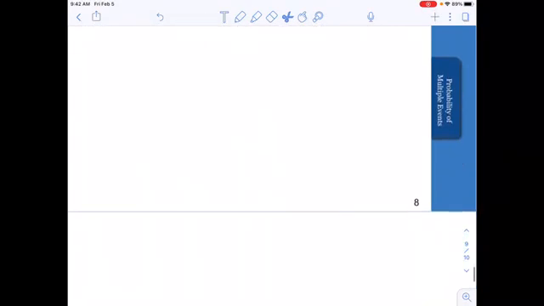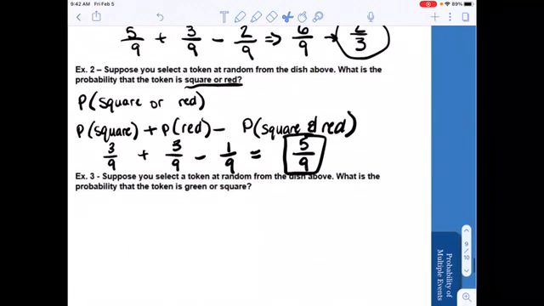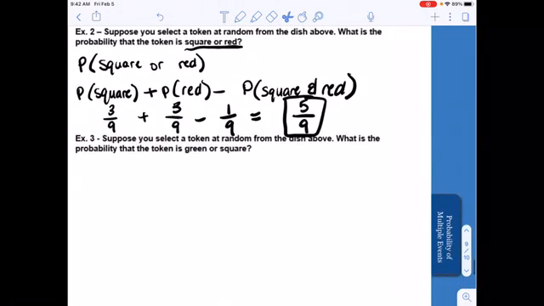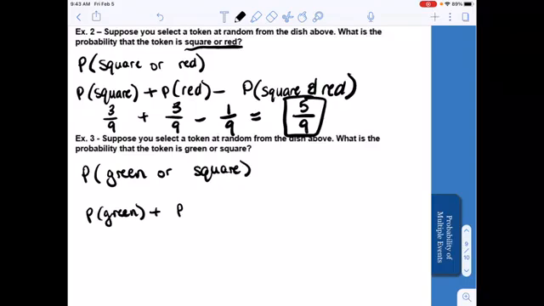Okay, and last example, we have suppose you select a token at random from the dish above. What is the probability that the token is green or square? So probability of green or square. So we have the probability of green plus the probability of square minus the probability of green and square.